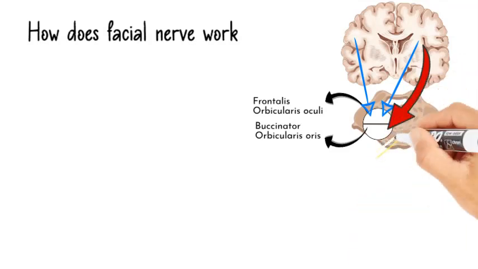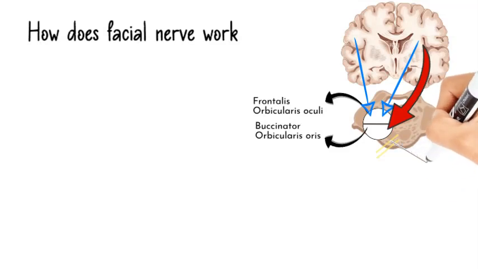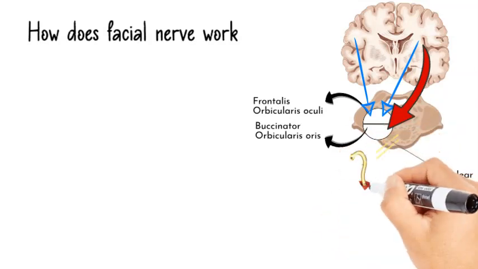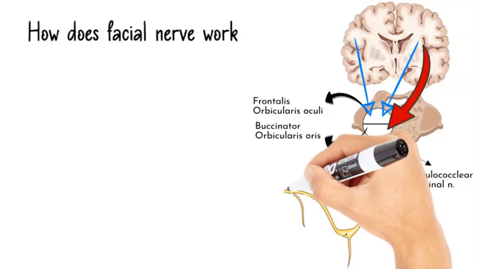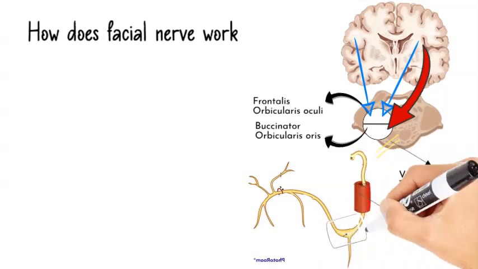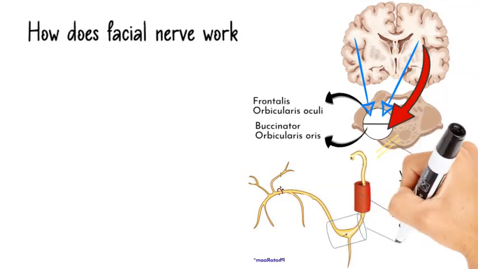Then, both roots of the facial nerve emerge from the anterior part of the pons in close association with the vestibulocochlear and the trigeminal nerve. And together with the vestibulocochlear nerve, the facial nerve enters the internal auditory meatus. At the bottom of the meatus, the facial nerve enters the facial canal.